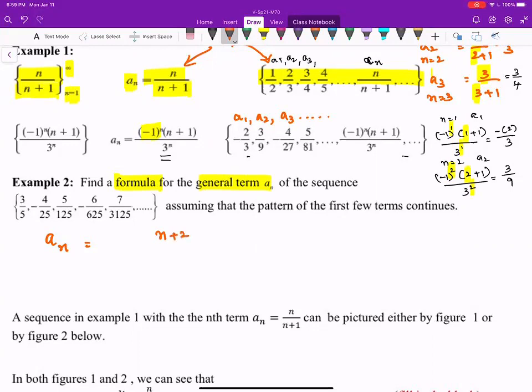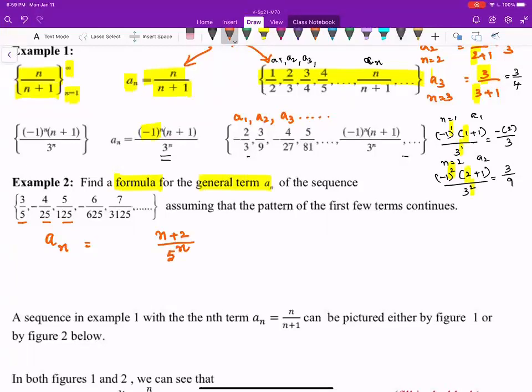The first term is 3, so 1 plus 2. Second term is 4, so it is 2 plus 2. So that is the numerator. If you look at the denominator, it's all exponents of 5. The first term has a denominator 5 to the power 1. Second term has a denominator 5 squared. Third term has a denominator 5 cubed. So the nth term must have 5 to the power n.